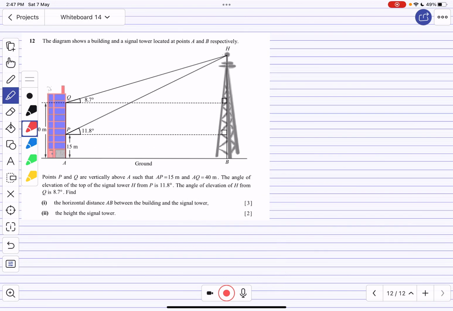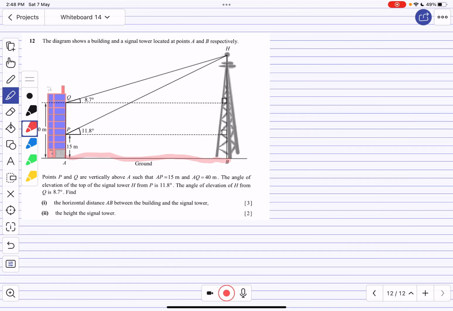So points P and Q are vertically above A, such that AP is equal to 15, AQ is equal to 40. The angle of elevation of the top of the signal tower H from P is 11.8. The angle of elevation of H from Q is 8.7. Question 1 asks us to find the horizontal distance AB between the building and the signal tower.